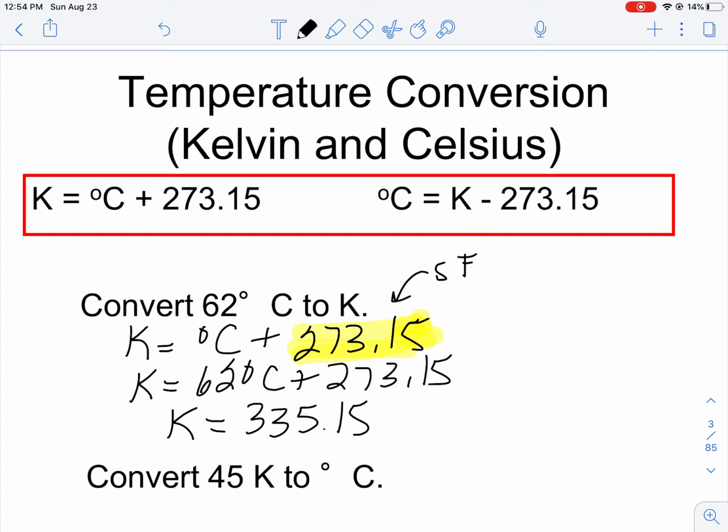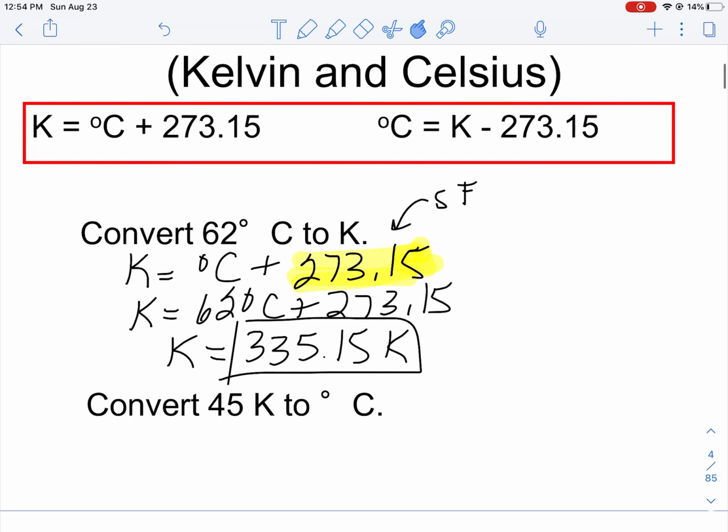335.15. If there is a hardship with a calculator, please let me know so that I can help you get past that hurdle. 335.15 Kelvin, sorry. Always box your answer.